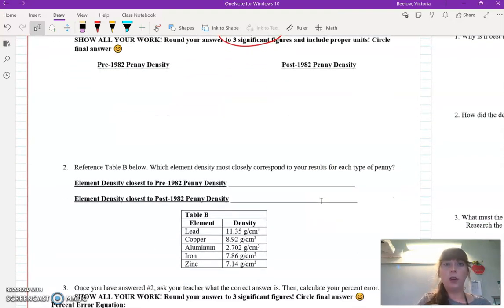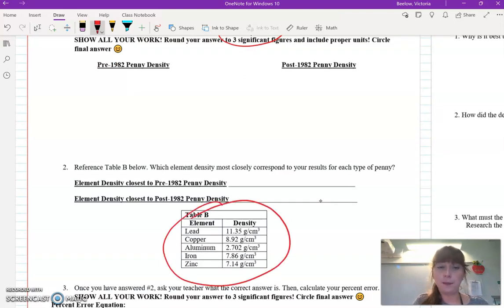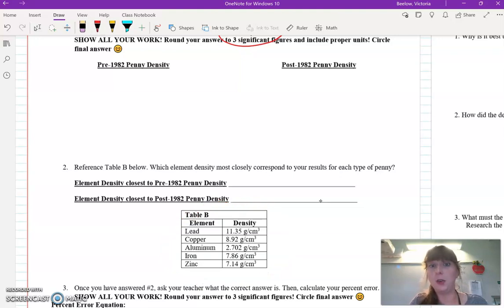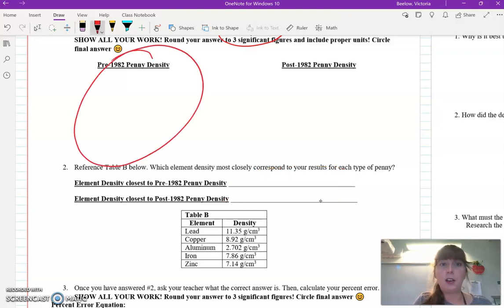And then based on whatever you get for your densities, you're going to compare that to this table here. So these are different elements. Different elements have different densities, so we're trying to figure out what elements made up these pennies that made them different before and after the year 1982. So you're going to answer that here. For the pre-pennies that you calculated your data for, which of those elements listed here is the closest? You're going to write that down. And then same thing for the post, okay?